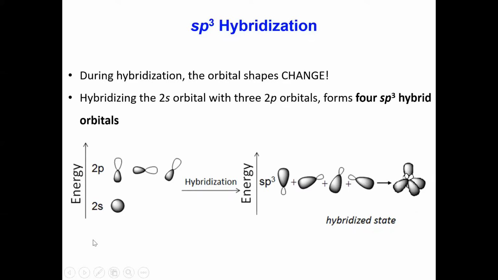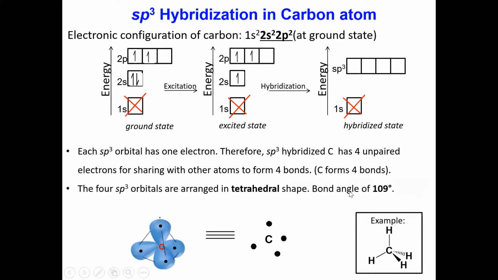Okay, so look at here. At the initial state, you have 1 orbital, 2 orbital, 3 orbital, 4 orbital. After hybridization, the orbitals do not disappear. They form a new shape, and you have a total of 4 of them: 1, 2, 3, 4. And what is the name of the new orbitals? Okay, because there's 1 s orbital involved and 3 p orbitals mixed together, we call them the sp3 orbitals.